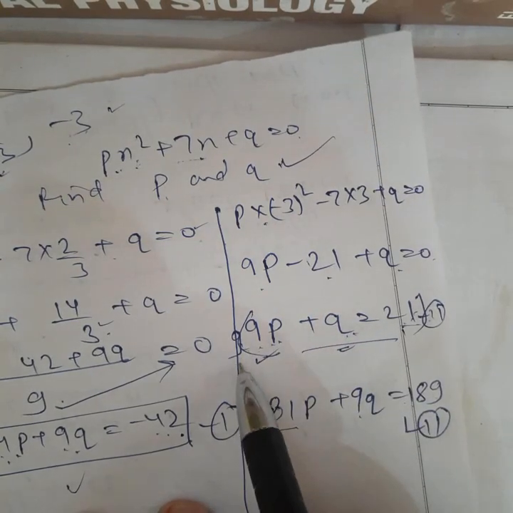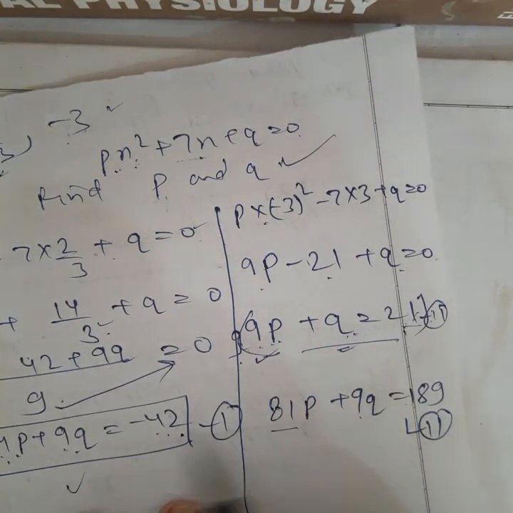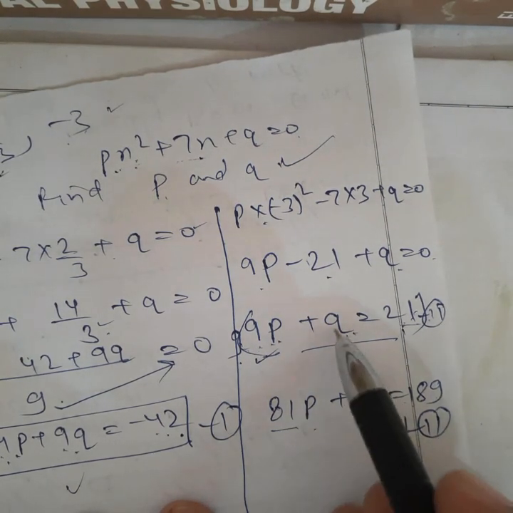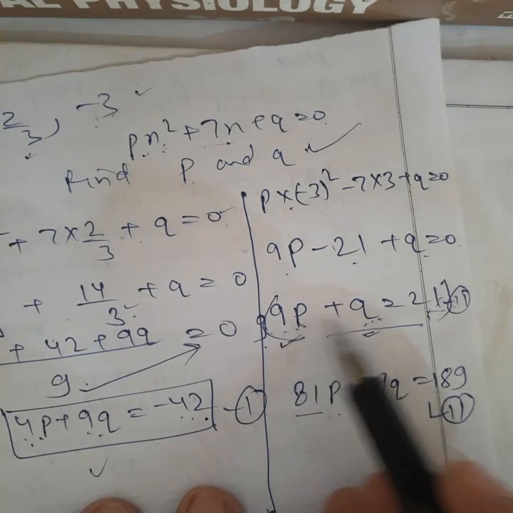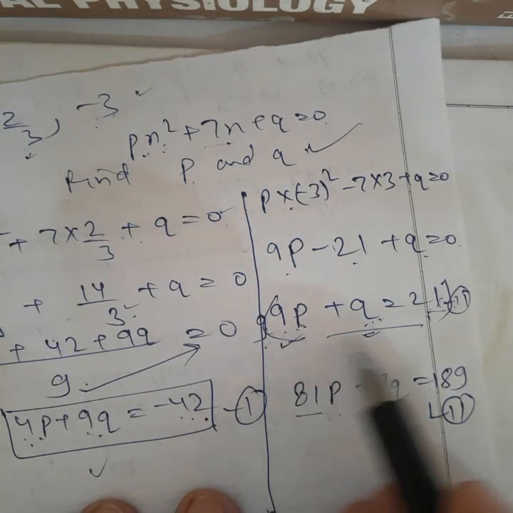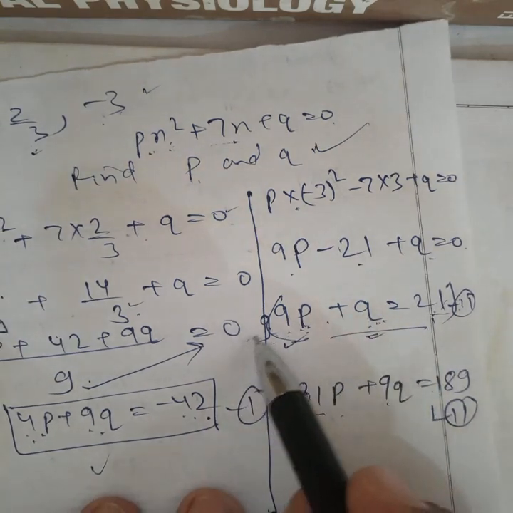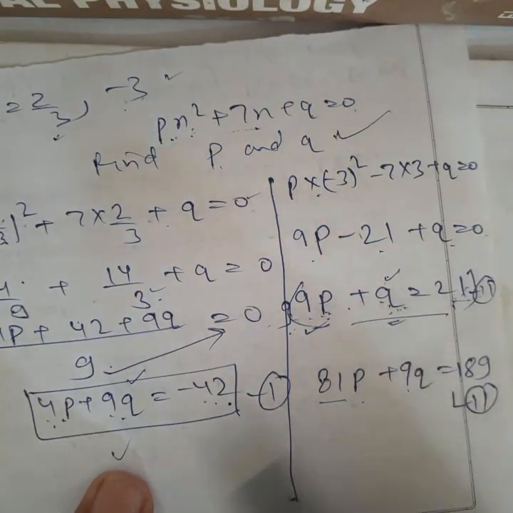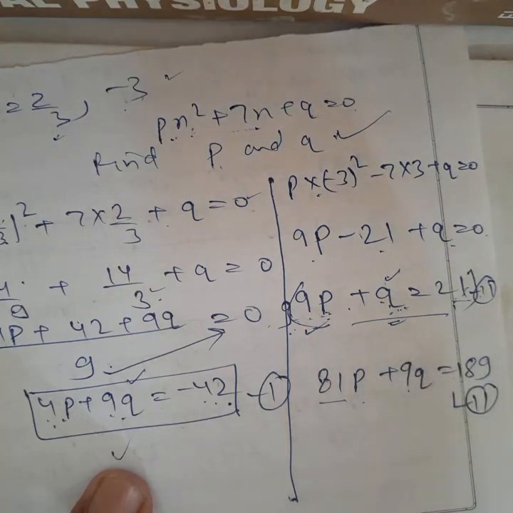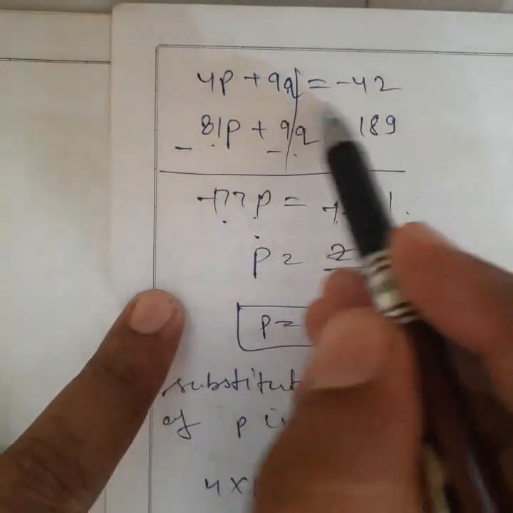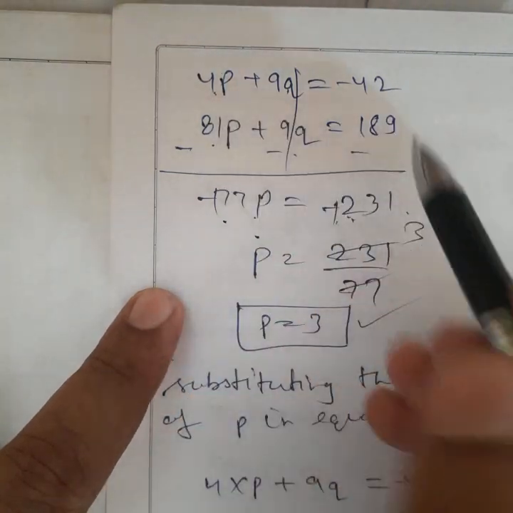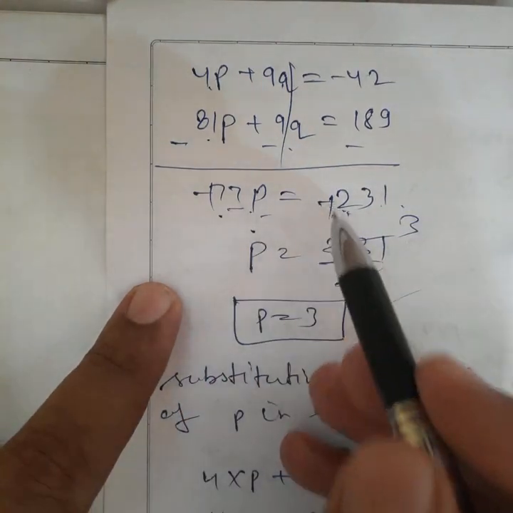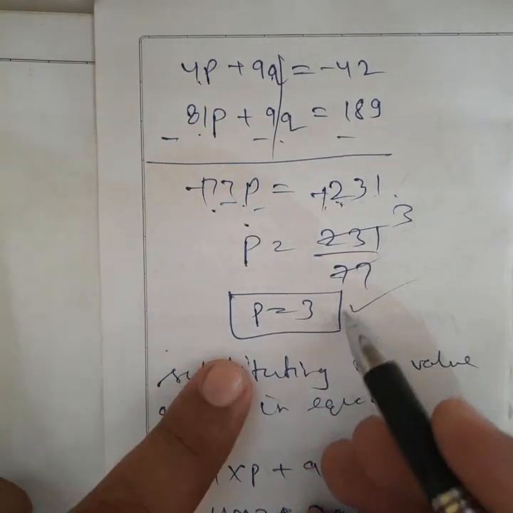This equation is multiplied by 9 just to solve both the equations and to get the values of p and q. We are using the elimination method, so to eliminate p or q, we have to multiply this equation by something. So I have multiplied by 9 because 9q is here, and 9q will be also in this equation, so 9q will get cancelled on subtracting. Now subtracting both these equations, we will get minus 77p is equal to minus 231. Now minus will get cancelled, so p is equal to 3.